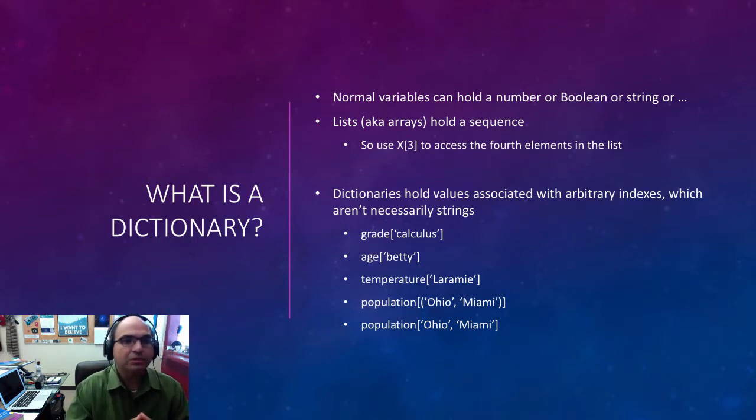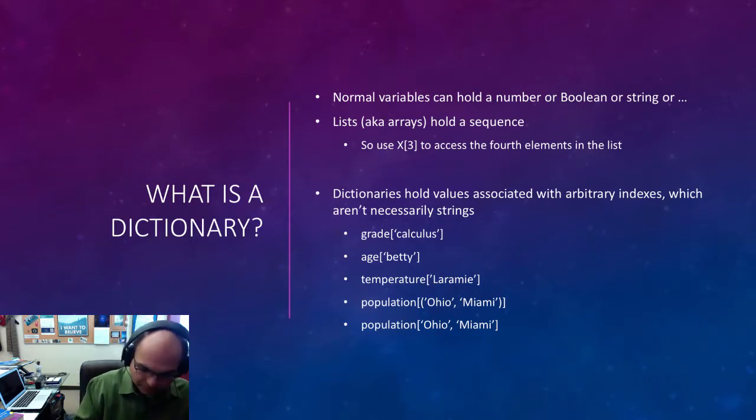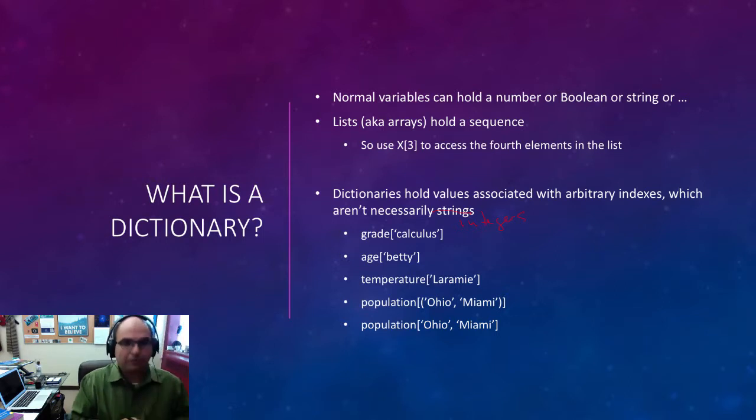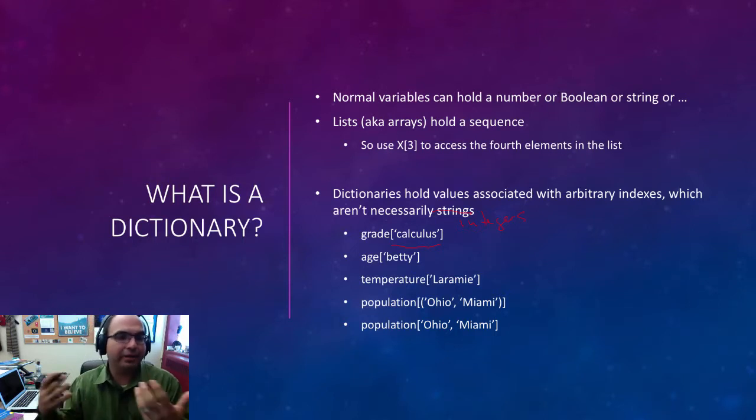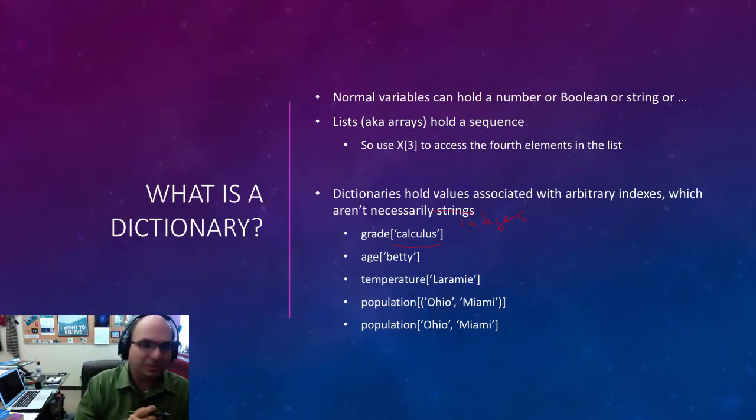Now what dictionaries do is that they hold values that are associated with arbitrary indexes, not just integers like 1, 2, 3, but arbitrary things. They aren't necessarily, oops, I wrote this wrong, they aren't necessarily integers, okay? They could be strings. So for example, grade of calculus, right? So you can think that I have a grade dictionary and it has an entry for calculus and another entry for composition, another entry for data science and so on, okay?